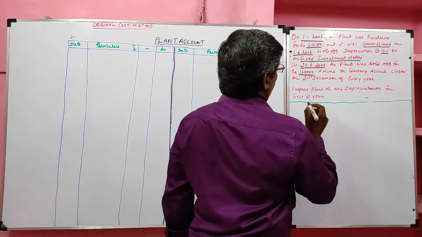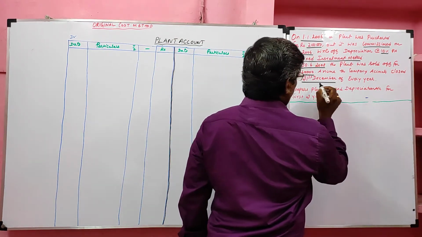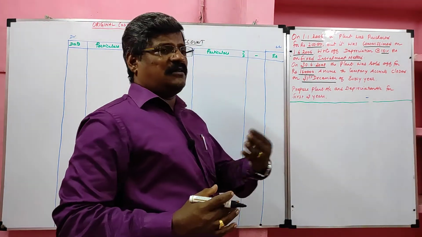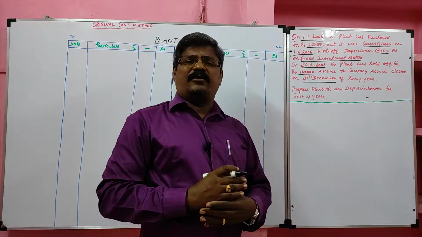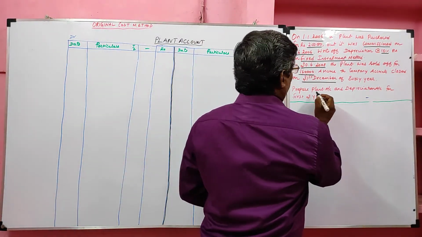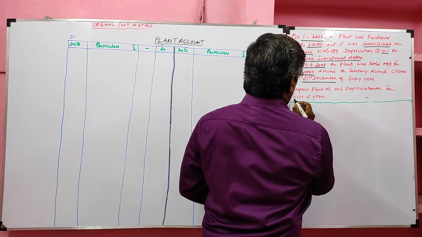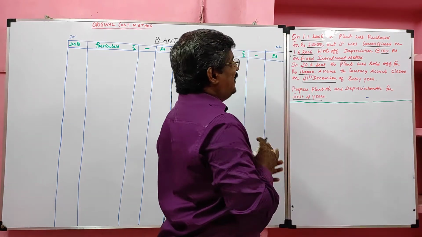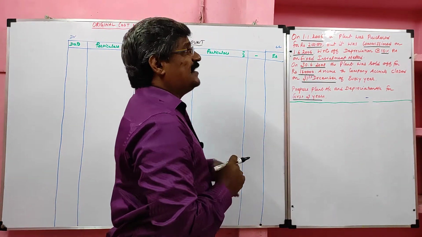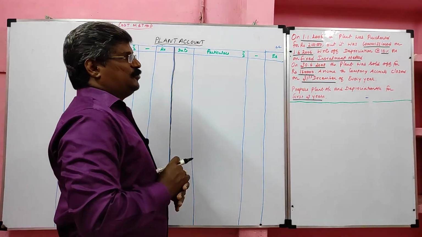Assume the company accounts are closed on 31st December of every year. This is very, very important. Some companies close their accounts on 31st March. Some companies close their accounts on 31st December. Prepare plant account and depreciation account for first 3 years. This is the question. Here, they purchased on 1st January 2006, but they started to use on 1st April 2006.